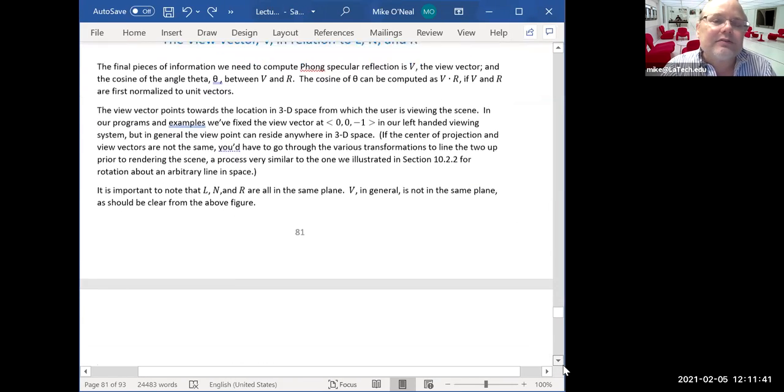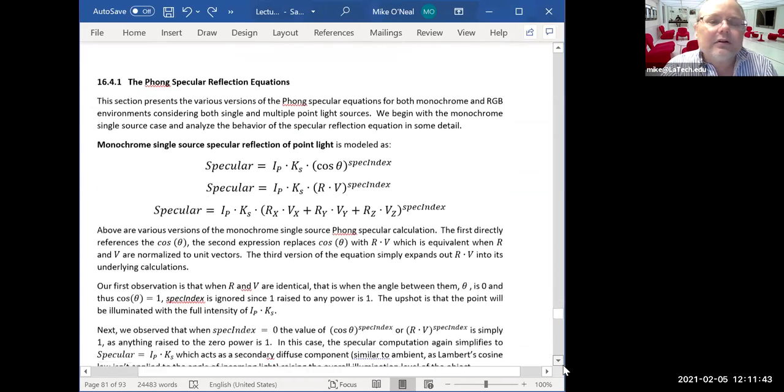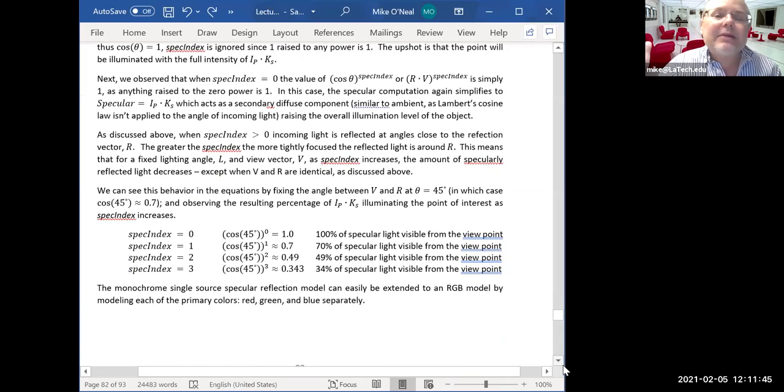Does that make sense? Well, it does, because let's look at the math. Let's fix the angle and say that I'm at a 45-degree angle between the view vector and the reflection vector. When the spec index is 0, it doesn't matter what the angle is, because the result is always going to be 1. 100% of visible light will be at the viewpoint.